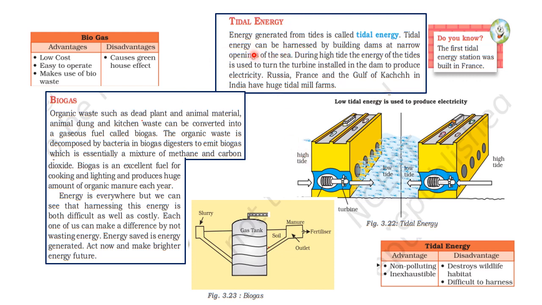Tidal energy: energy generated from tides is called tidal energy. Tidal energy can be harnessed by building dams at narrow openings of the sea. During high tide, the energy of the tides is used to turn the turbines installed in the dams to produce electricity. The countries where tidal energy is harnessed: Russia, France, and Gulf of Kutch in India.